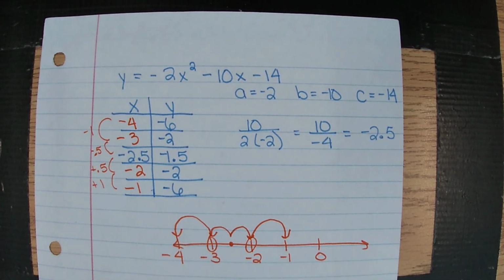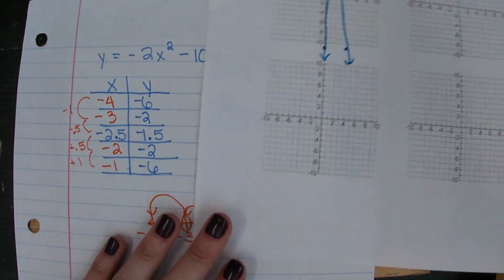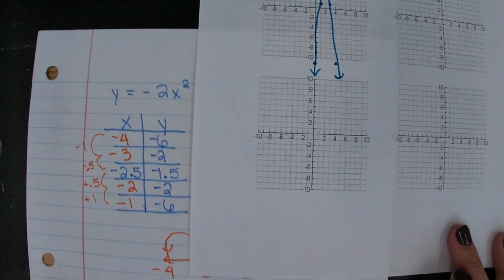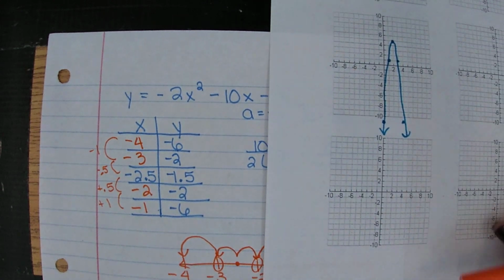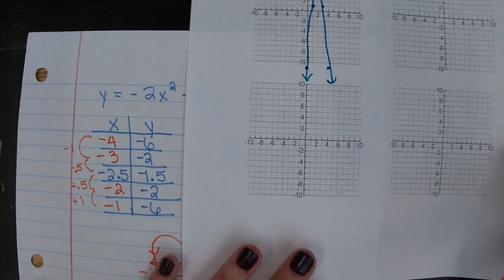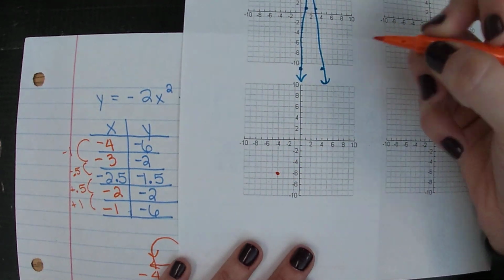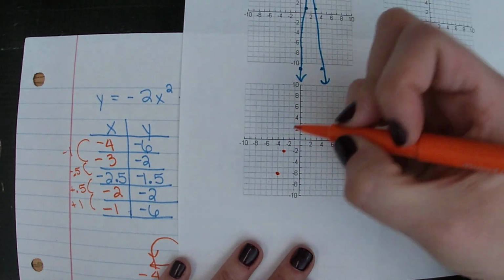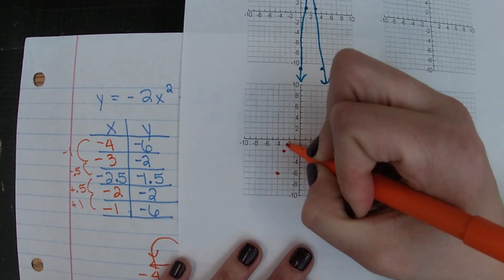so we know we have good values that are nice, neat, and symmetric. So we can now plot these on a coordinate plane, and again, it's not my favorite, but it's just what we're going to have to do. We're going to have to approximate that vertex. Is this parabola going to open up or down? It will be down because our A value is negative. So I'm going to plot negative 4, negative 6. Negative 3, negative 2. So negative 2.5, negative 1.5.